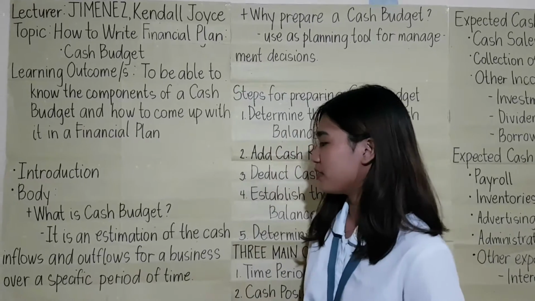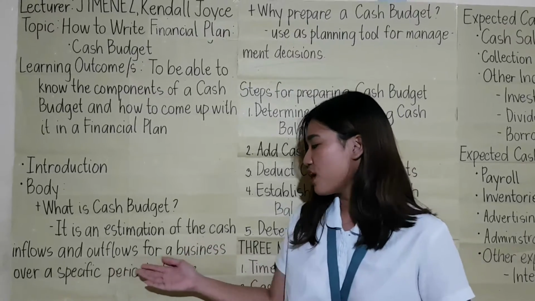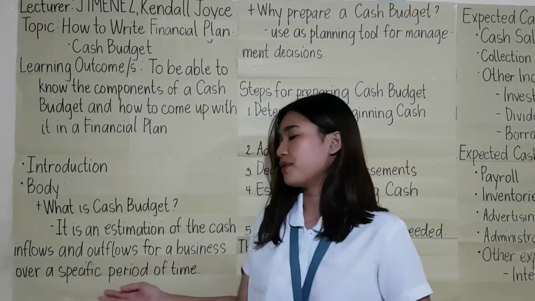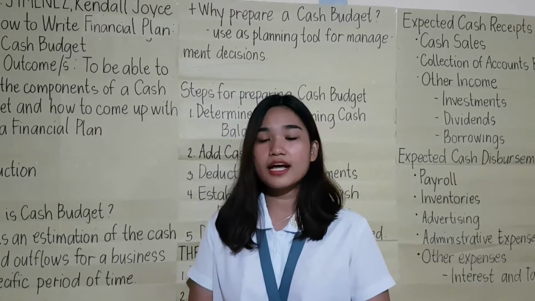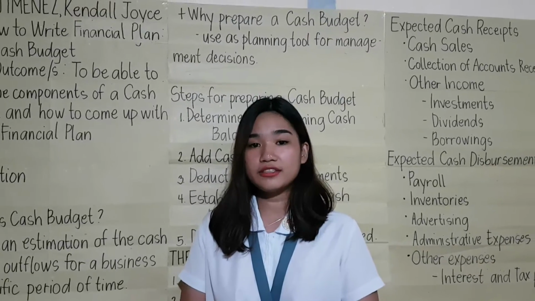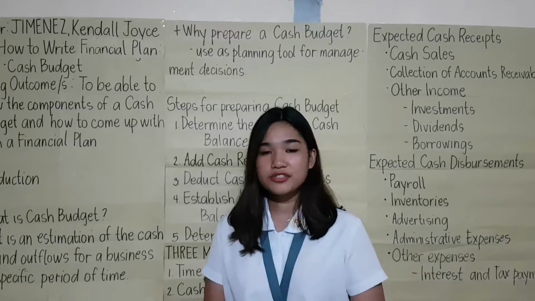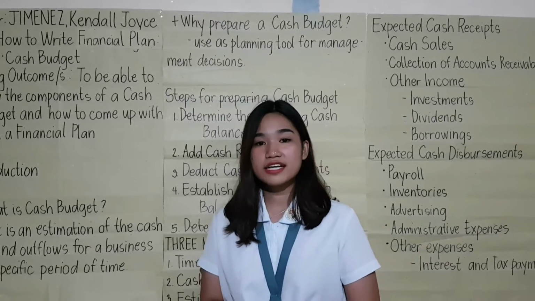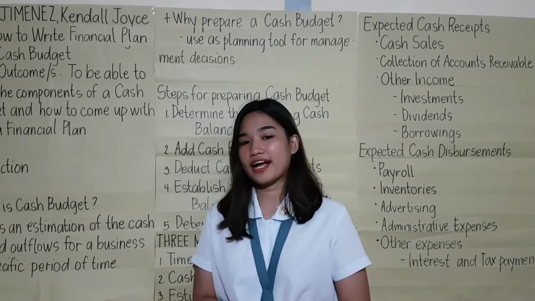So what is a cash budget? It is an estimation of the cash inflows and outflows for a business over a specific period of time. It is used to assess whether the entity has a sufficient amount of cash that is needed for day-to-day business operations. In creating a cash budget, it uses assumptions about necessary spending and collections, along with sales and collection forecasts.